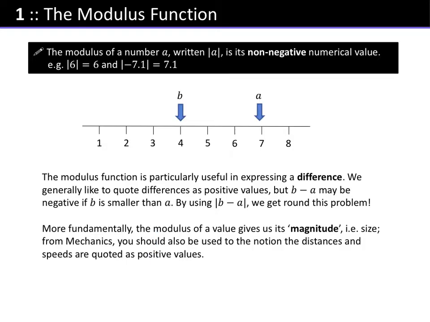So, the modulus of a function is nice and easy. What we are finding when we find the modulus of a function is, essentially, it's the positive value. Okay, so the non-negative. So, if I said to you, what is the modulus of minus 4? Well, we take the positive value, which is just 4. If I said to you, what's the modulus of 6? We take the positive value, which is still 6. Okay? And what it does is it just gives us the magnitude, the size.